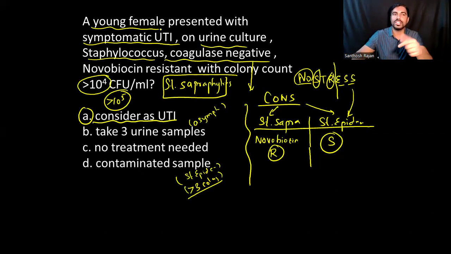But now here it is clearly symptomatic and it's clearly Staphylococcus. It doesn't matter whether Staphylococcus aureus or saprophyticus or whatever. Colony count doesn't matter here. You have to treat. Symptomatic means if it is Staphylococcus, especially I'm talking gram-positive cocci, you have to treat it. Here we're talking about Staphylococcus. So consider anything Staphylococcus comes, especially if they're symptomatic, you have to treat it. The count doesn't matter. That is the idea of this one.